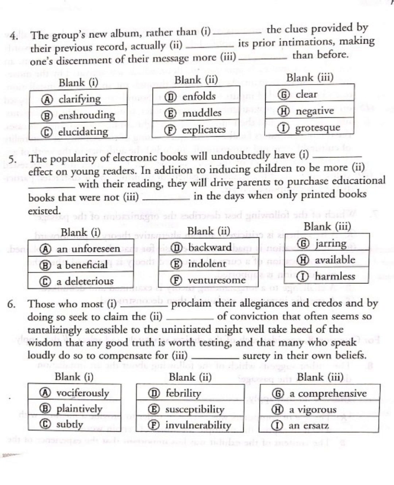So okay. Now the group's new album, rather than dash the clues provided by their previous record, actually dash its prior intimations. Now intimation means information given to somebody, or maybe a hint in a hint form, or maybe briefly communicated. Making one's discernment. Discernment means to know, to judge, to see the nuance, to notice even slight differences, to have an insight into something. Okay, so discernment means judgment, sense of judgment, knowing what is good in the long run and going for that. Making one's discernment of the message. Now discernment here would mean knowing what the message is. Making one's discernment of their message more dash than before.